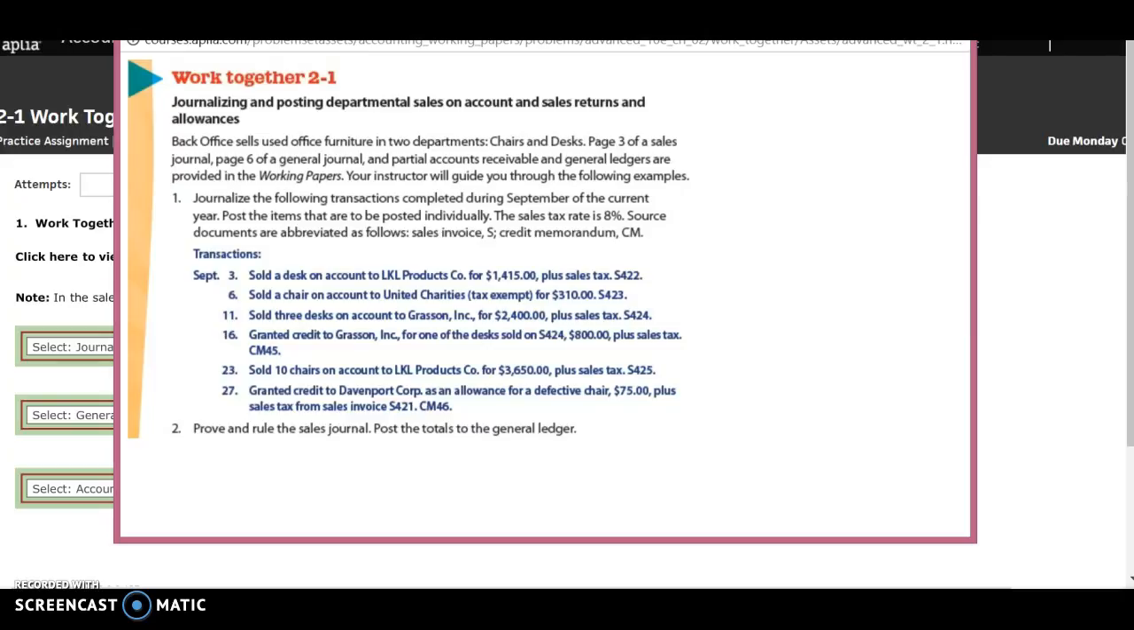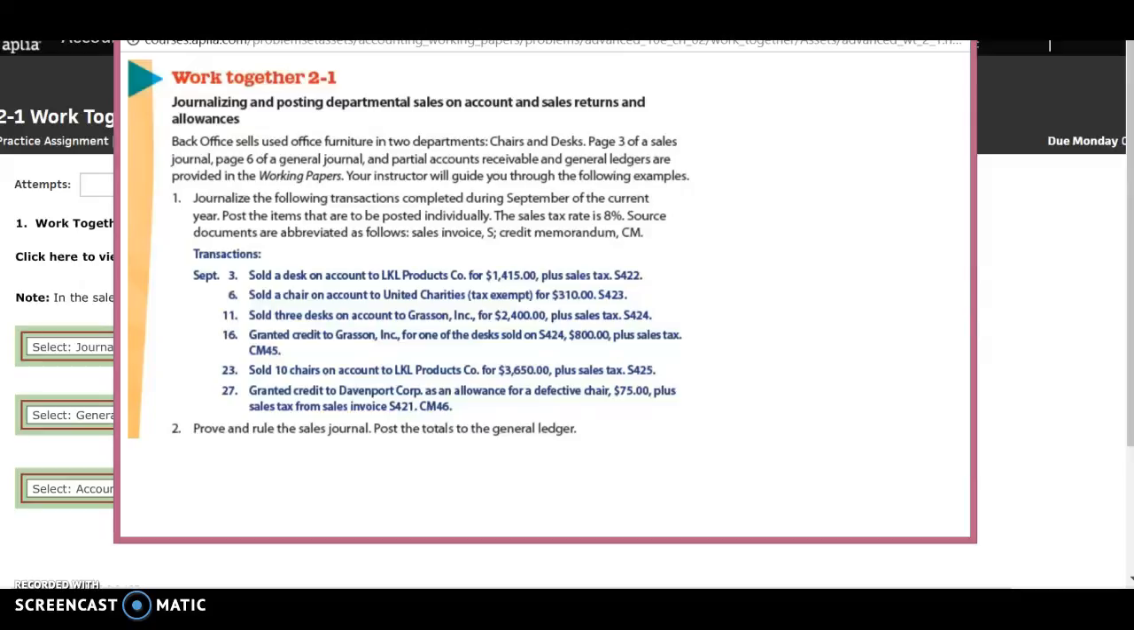Our directions for 2-1 say Back Office sells used office furniture in 2 departments, chairs and desks. Page 3 of a sales journal, page 6 of a general journal, and partial accounts receivable and general ledgers are provided for us. Number 1, we need to journalize the following transactions completed during September of the current year. We're going to post the items that are to be posted individually. The sales tax rate is 8%. Source documents are abbreviated as S for sales invoice and CM for credit memorandum.